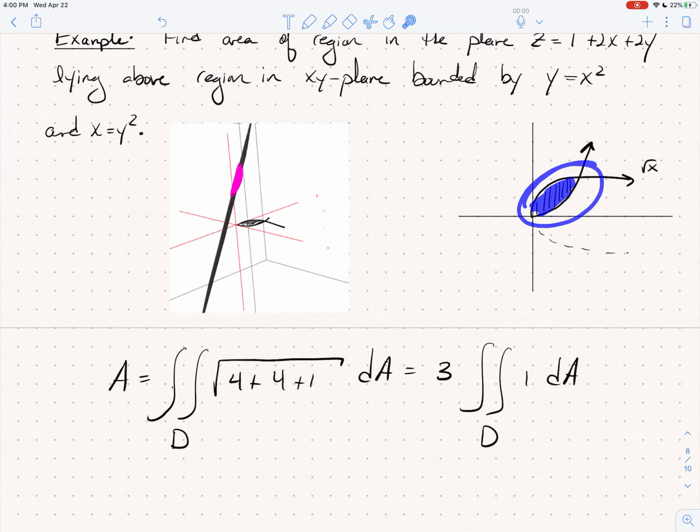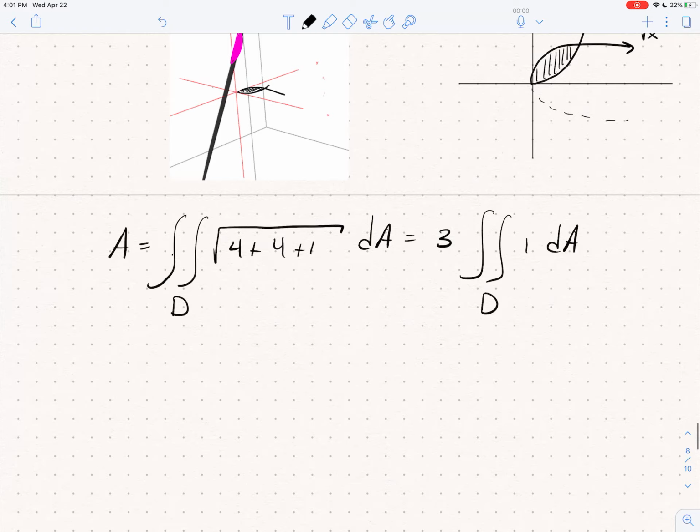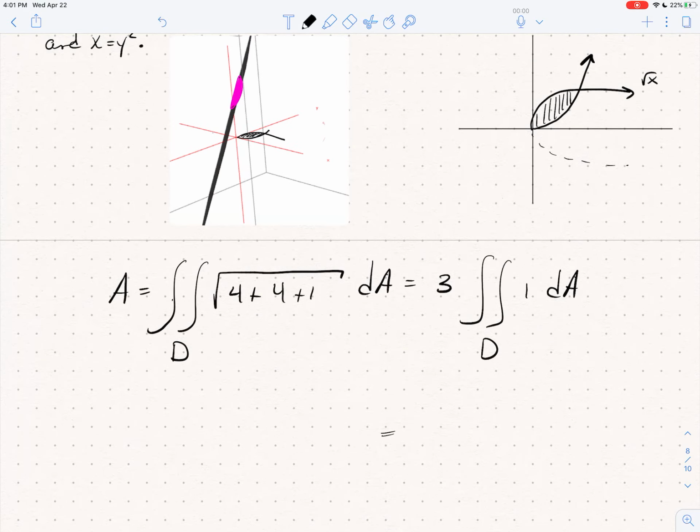So this is just 3 times the area of this region. And finding the area of this region is a Calc 1 problem. You could do that back in Calc 1, and somehow it makes sense, right? The area here is getting stretched, and it's just going to be 3 times whatever this area is. This is a classic double integral. You should be confident in this at this point.